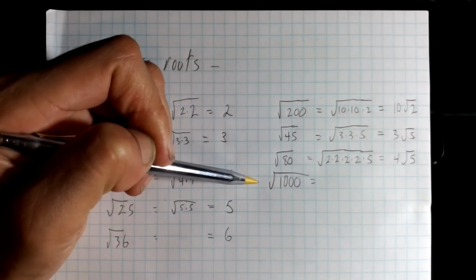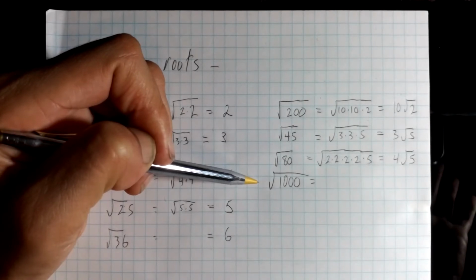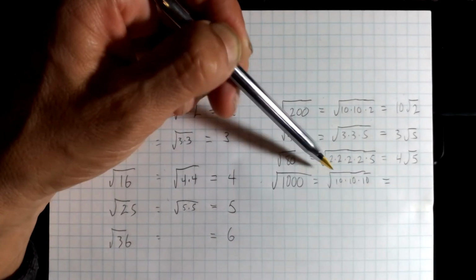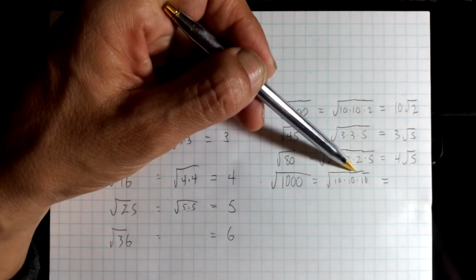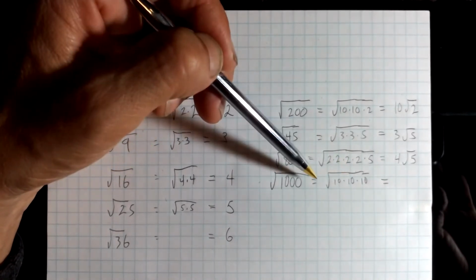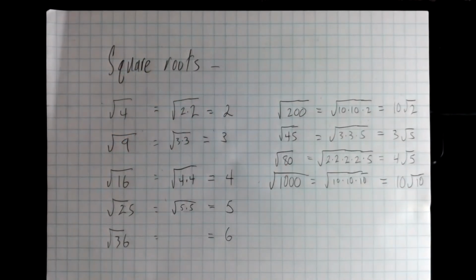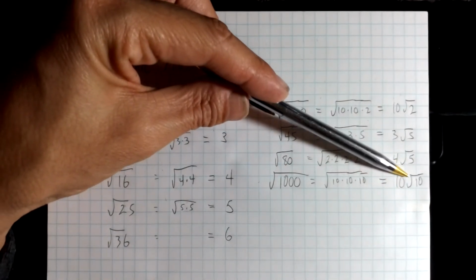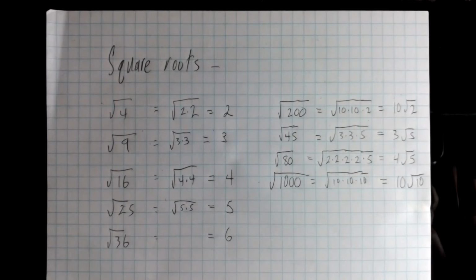Something like the square root of 1,000 can be looked at as the square root of 10 times 10 times 10. Now I only have two 10s here, so I can only bring one 10 out. So my final answer here is 10 times the square root of 10.